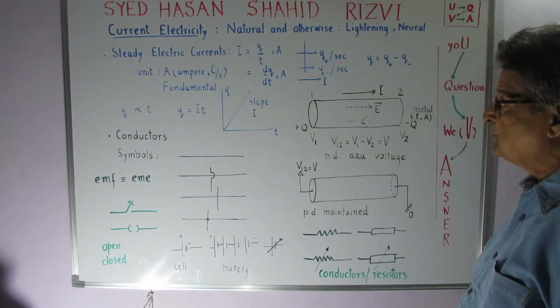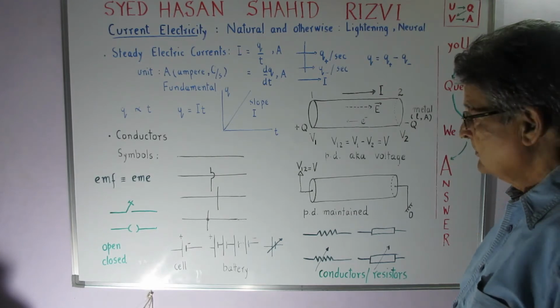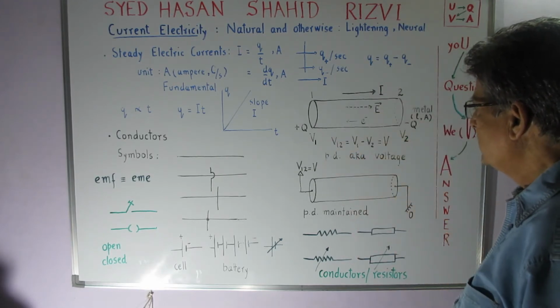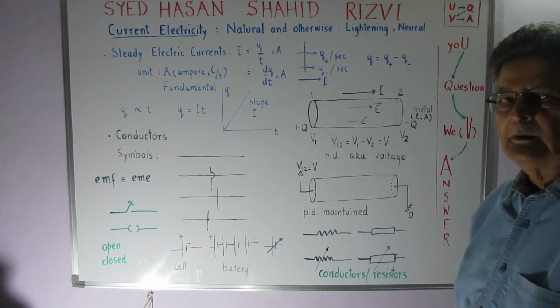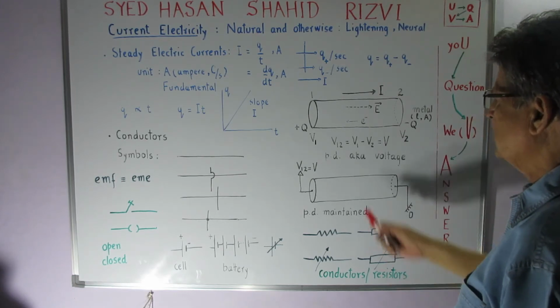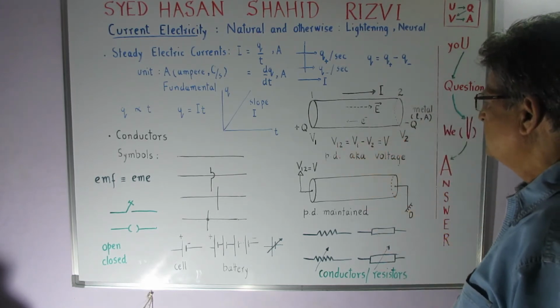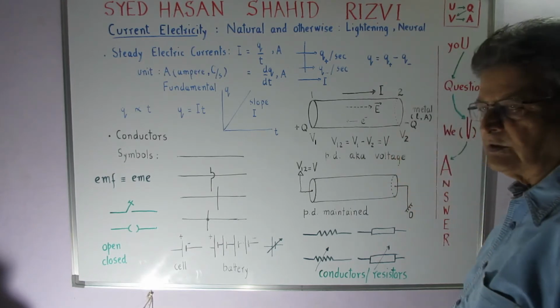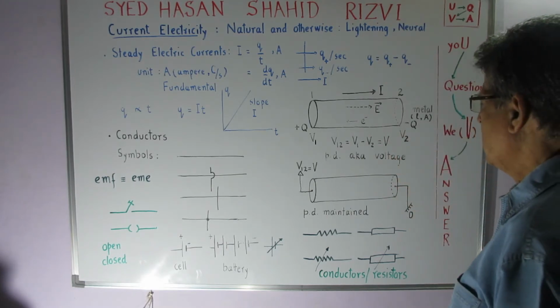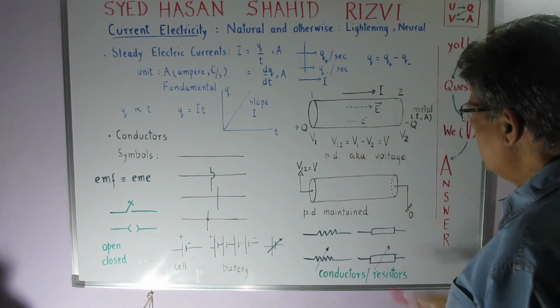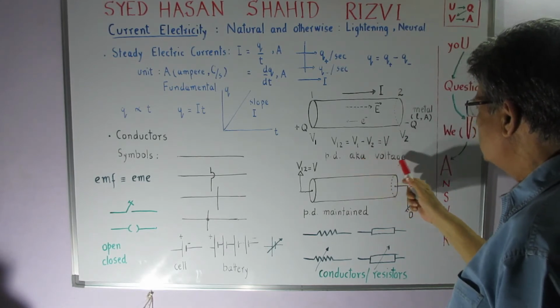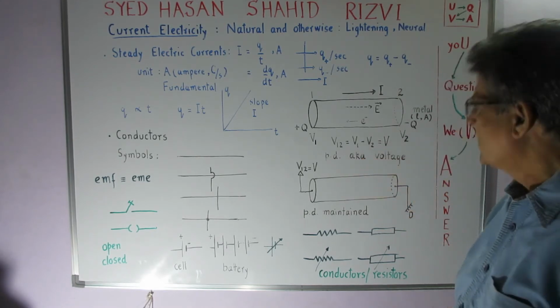Absolute values of these potentials, V1 and V2, they are immaterial. What is material is the potential difference, which we normally represent with the capital V. Potential difference, also known as voltage.